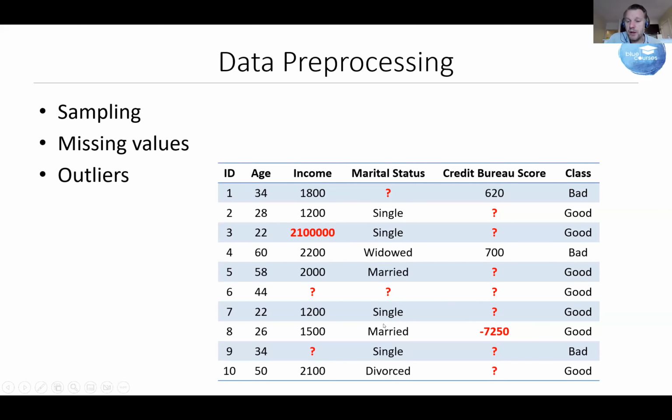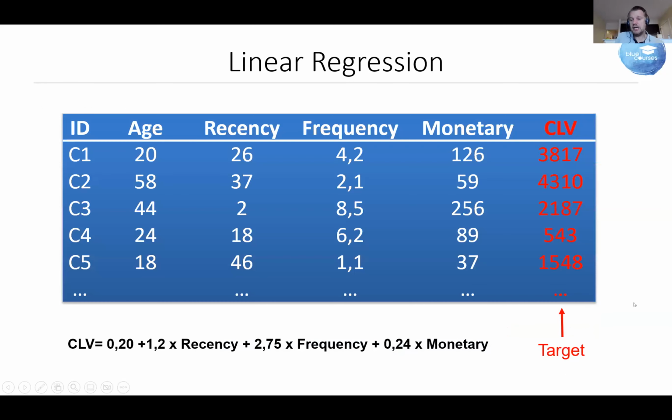This is an example of predictive analytics, where you have to do some data pre-processing first, get rid of the question marks, the outliers, and then try to predict this. Here you can see an example of, again, predictive analytics, but where your target variable is continuous.